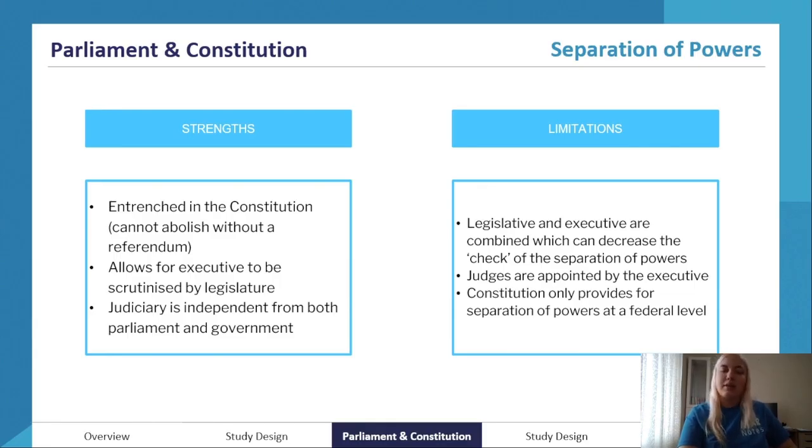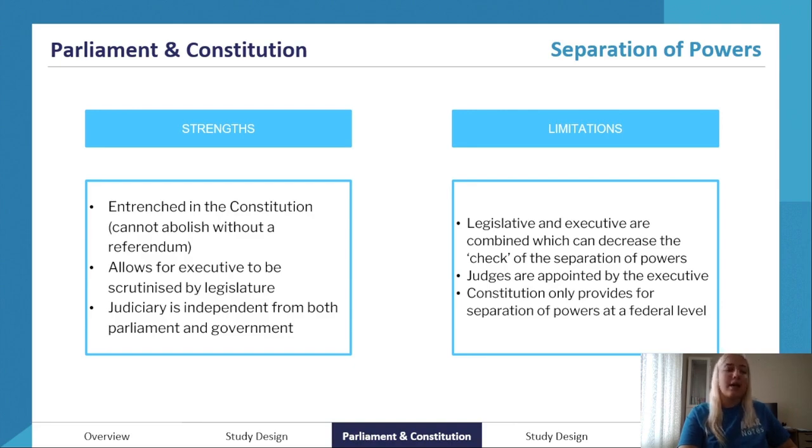So this means that there is an overlap between judiciary and legislative powers because the crown has this role to appoint judges. Additionally, the Constitution only provides for the separation of powers at a federal level. Any principle or anything that's enshrined in the Constitution technically applies to Commonwealth Parliament, not state parliament.